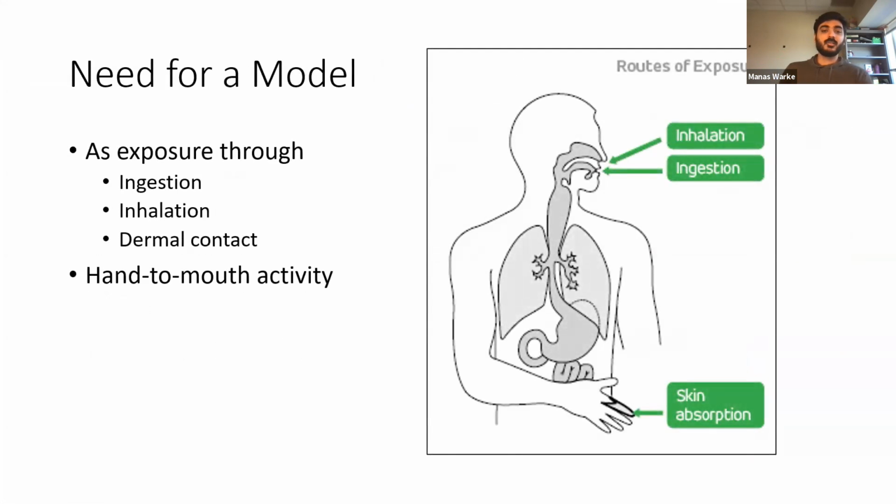So, from all of this, we should consider that arsenic exposure from the soil is a major concern. Arsenic exposure takes place through three major pathways: ingestion, inhalation of arsenic dust, and direct skin contact. The main reason for this exposure is the hand to mouth activity, and we need a model to test how soil arsenic can affect human health.